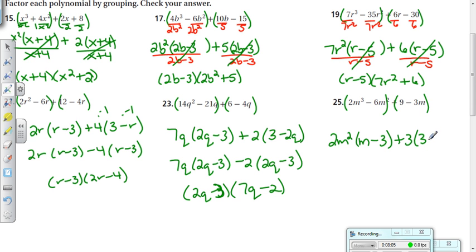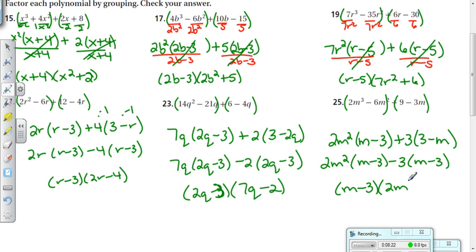3m divided by 3 is going to be a negative m, which I have opposites again. So I can do 2m squared times m minus 3, and I can write that as a negative 3, and I can switch these around to m minus 3, and now they have an m minus 3 in common, and what they don't have in common is a 2m squared minus 3.